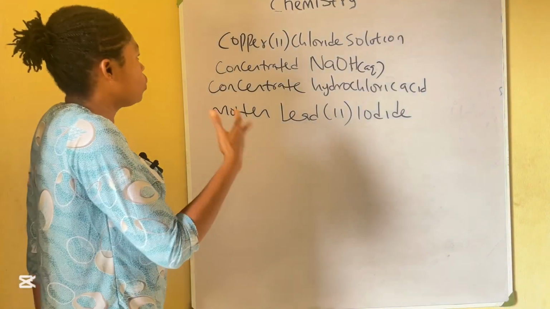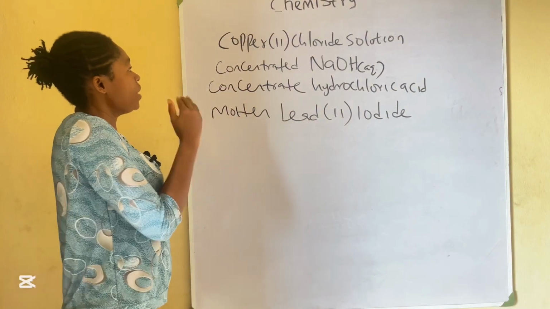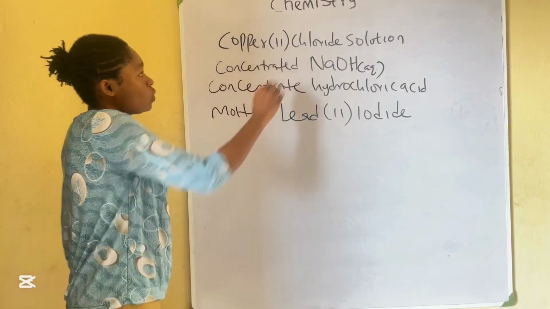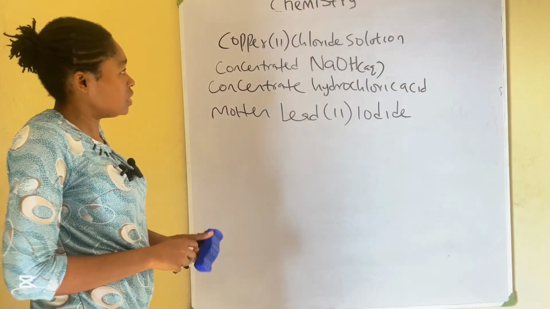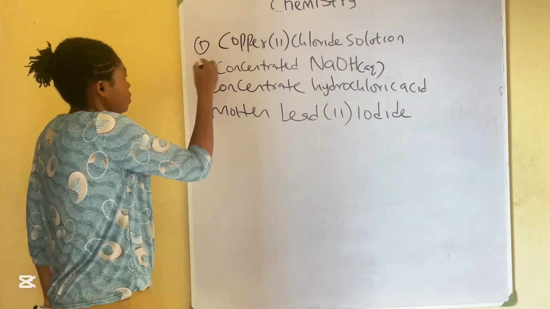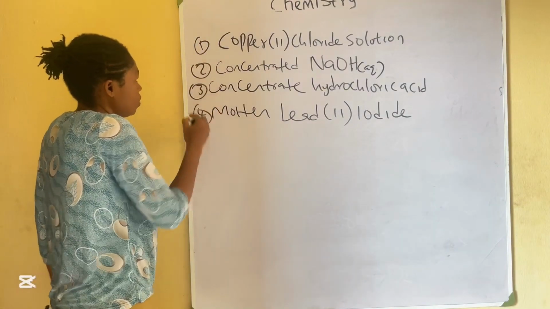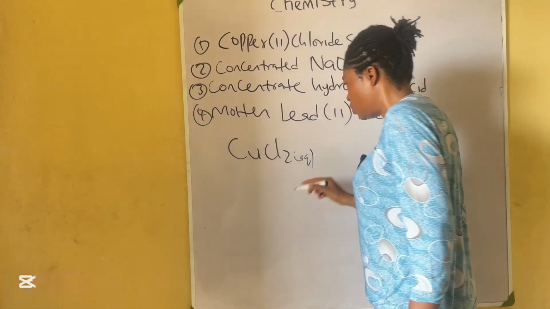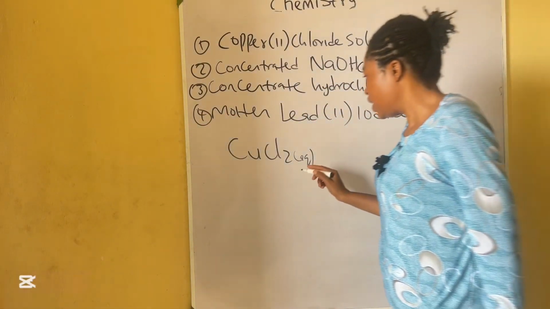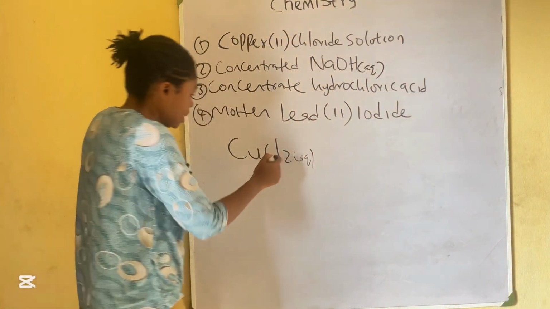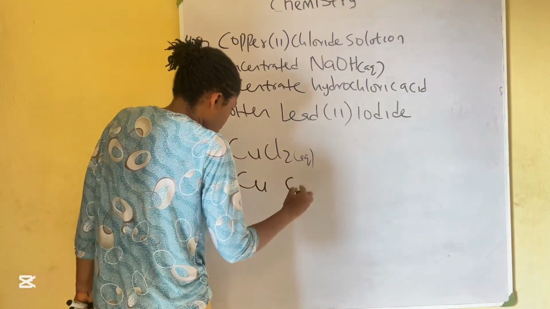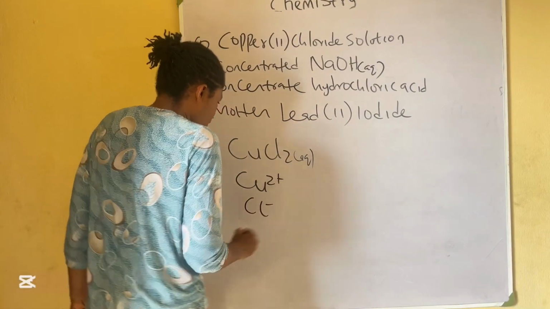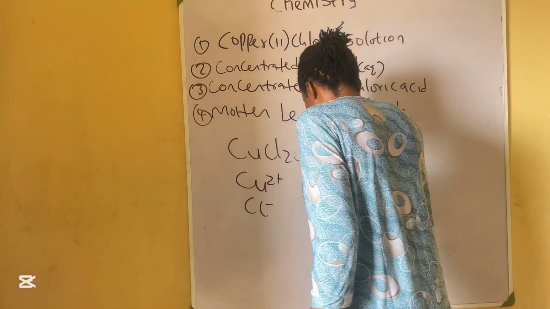Okay, let's look at other examples. Let's look at the products of electrolysis of these solutions we have here. We have copper(II) chloride solution. What are the products that we get? Okay, let's look at number 1. This is copper(II) chloride, aqueous. Remember, water is present. So this is the cation, this is the anion. For the water, I have this and I have this.